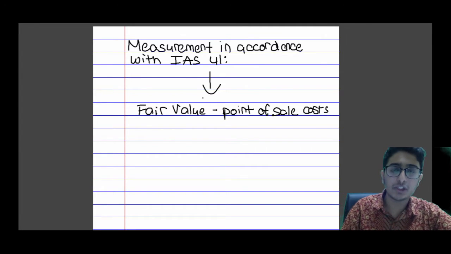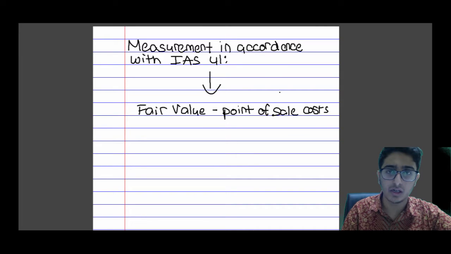To measure our biological assets, we are going to measure them in accordance with IAS 41. IAS 41 states that we should always value our biological assets at fair value minus point of sale cost. Now, fair value, this is what you know as market value, meaning the price if we buy it today. And point of sale cost is the cost which we will have to incur when we actually sell the biological asset.